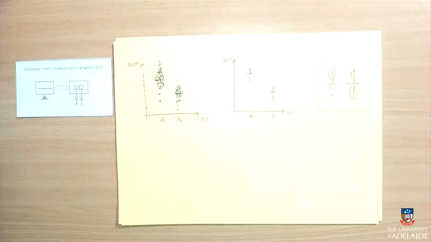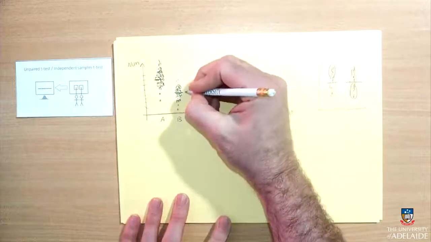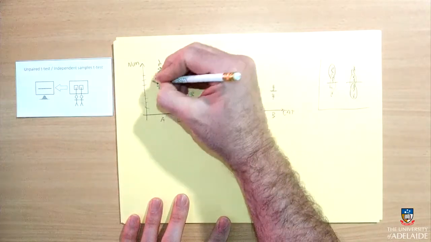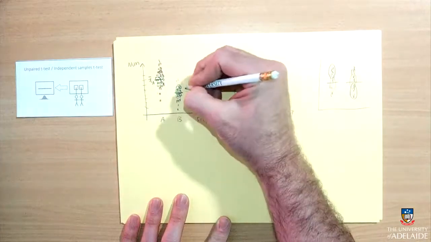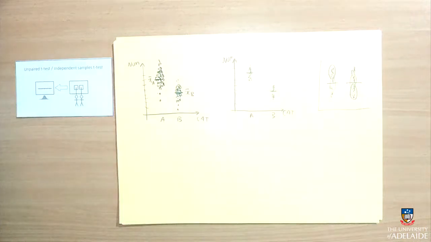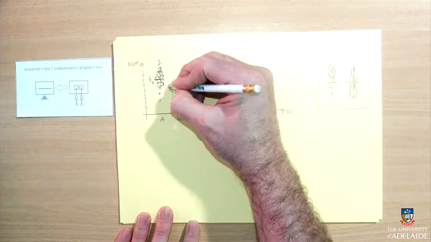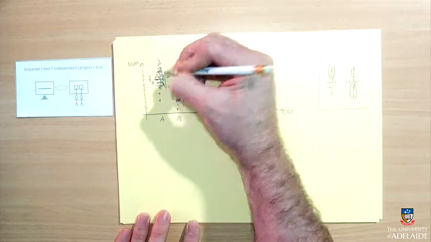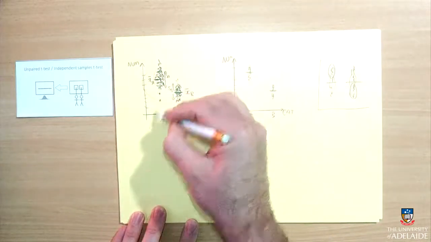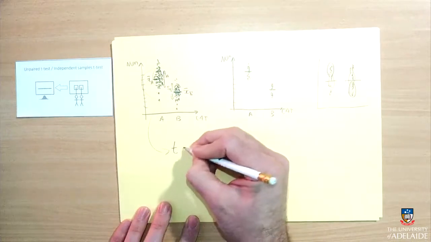So the way that we actually calculate these is that this is the average for group B, and this is the average for group A. And we also figure out the standard deviation, which is a measure of spread. And we use all of those numbers to figure out a test statistic.